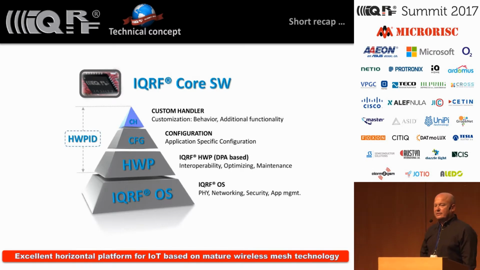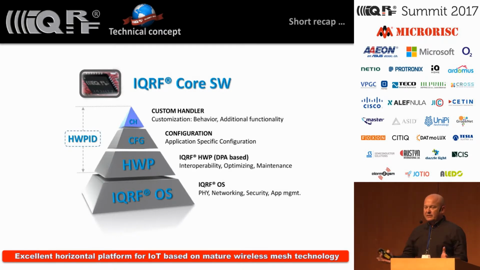What is the software structure of this MCU? The software running on the lowest layer is the operating system, and it covers all physical layers, networking, security, and application management. Above that is the DPA-based hardware profile, so ready-to-use software you can immediately recognize and use. It's responsible for interoperability. It will solve networking, maintenance, and optimizing.